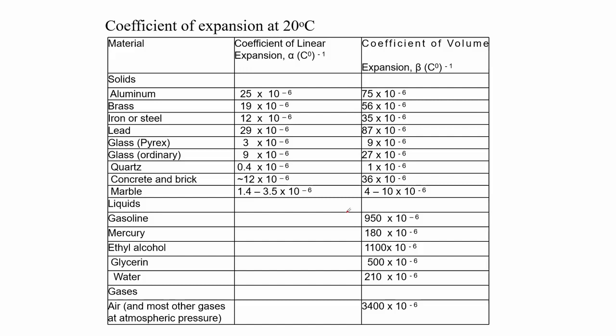Here we have a list of different materials and their coefficients of linear and volume expansion. We see that the type of material dictates the amount of expansion or contraction during thermal exposure. We see that the larger the coefficient, the larger the change in size.